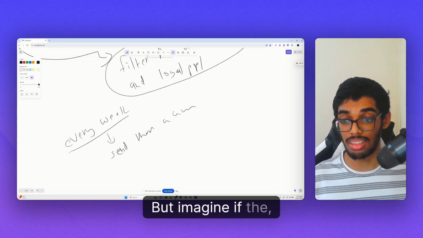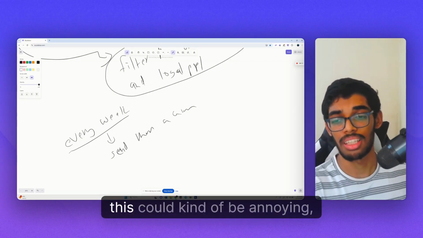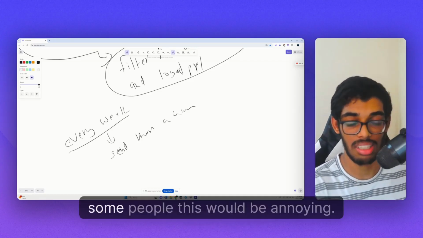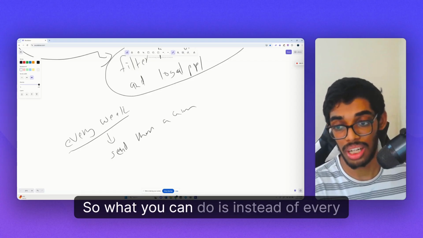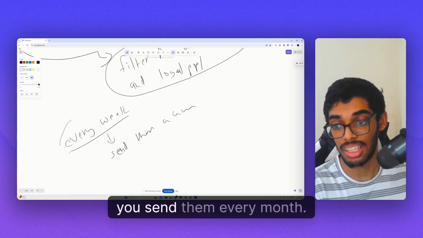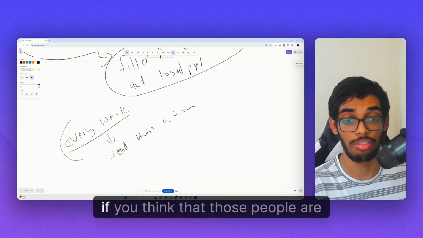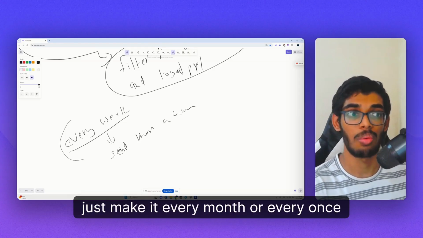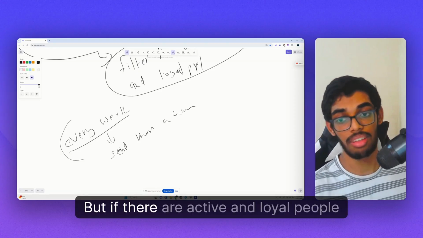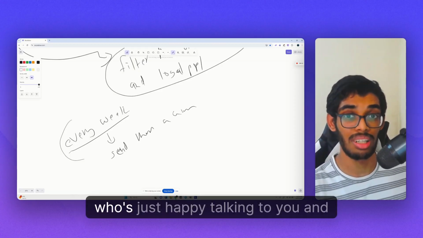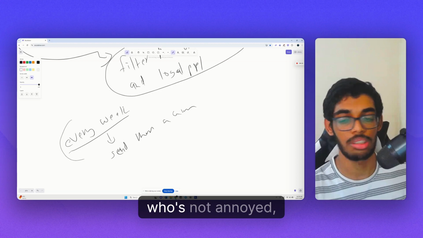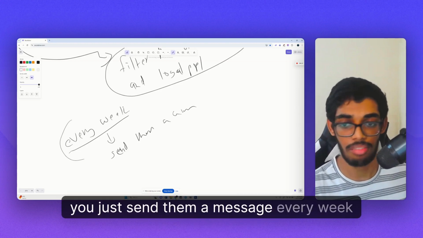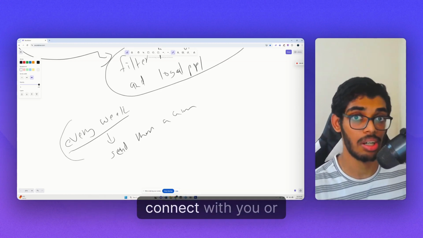But for some people this would be annoying, right? So what you can do is, instead of every week, send them a message every month. If you think those people are annoyed, just make it every month or once in a while. But if there are active and loyal people who are just happy talking to you and not annoyed, you just send them a message every week and they will be more than happy to connect with you.